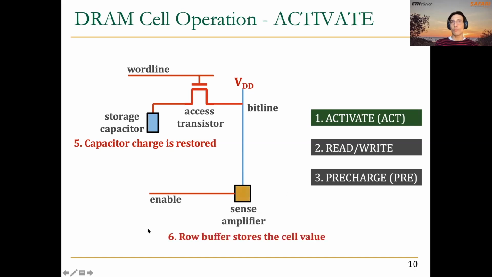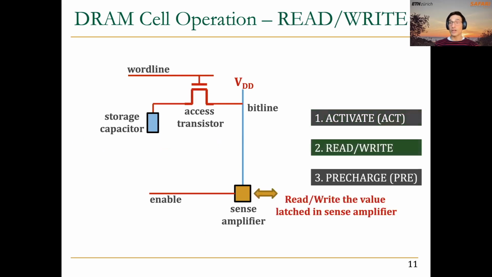And then the row buffer stores the cell value. So if we had 1 here, now we have 1 here in the sense amplifier. If we had 0 in the storage capacitor, now we have 0 in the sense amplifier. At this point, the sense amplifiers, the local row buffer, contain the values that are stored in the specific DRAM row. And at that point, we can start reading the values latched in the sense amplifiers, or we can write values into these sense amplifiers in order to later move these values back to the storage capacitors.